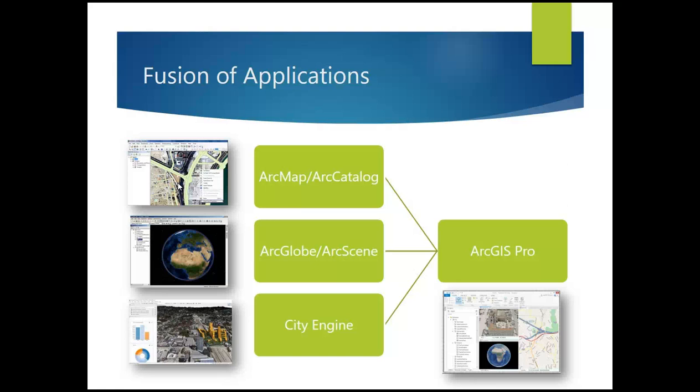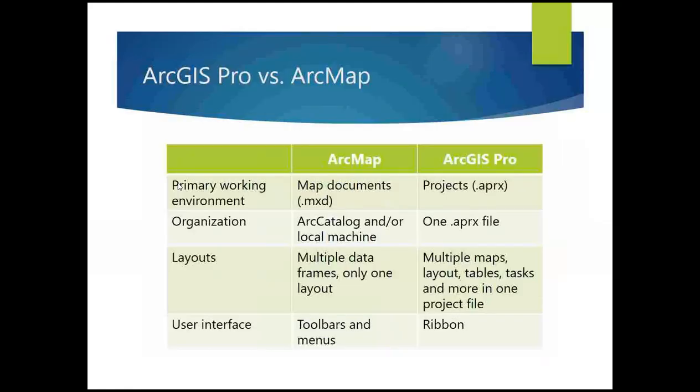Now, we'll take a closer look at some of the advantages of ArcGIS Pro over ArcMap. As some of you may notice, this table was used in our previous webinar, but I did want to revisit this table as these are the most important differences between Pro and ArcMap. For the primary work environment, ArcMap uses map documents or .mxds, and in ArcGIS Pro, you will now have project files or .aprx files. These files contain all of your maps, layouts, toolboxes, databases, everything you need in one file.